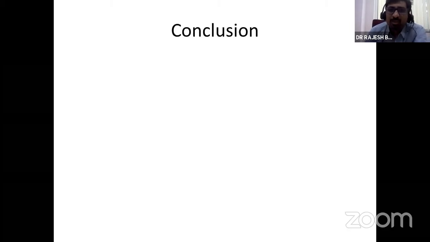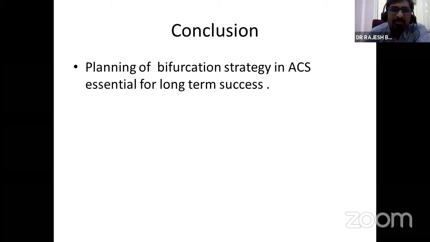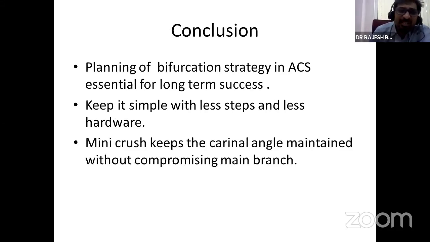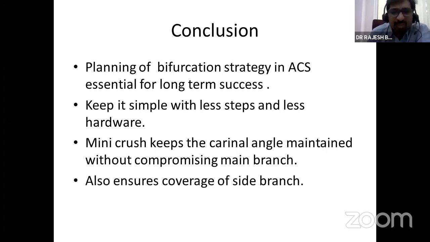So the conclusion or the take home message, which is important, is that planning of a bifurcation strategy in ACS is very, very important for long-term success. Keep it simple, primarily less steps, less hardware. Mini crush in this situation obviously keeps the carinal angle maintenance without compromising the main branch, and ensures that the ostium of your side branch is very well deployed. And obviously your side branch access also becomes better.